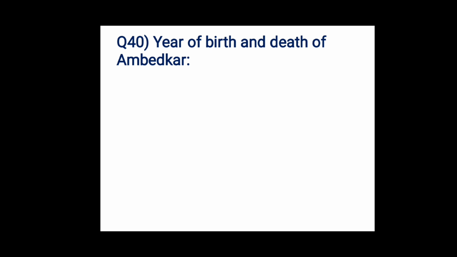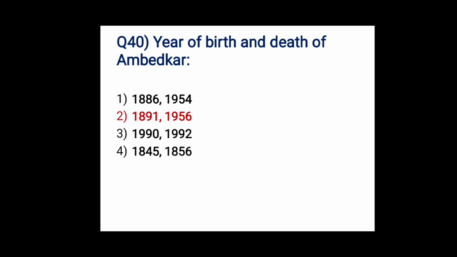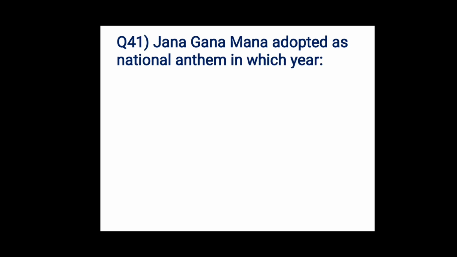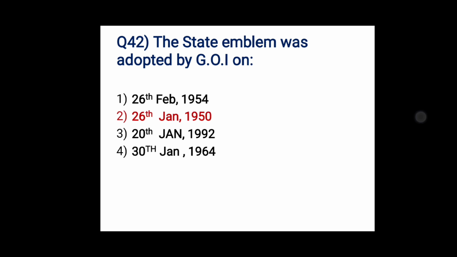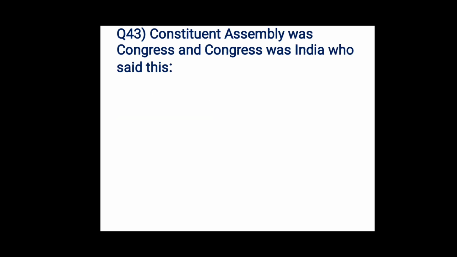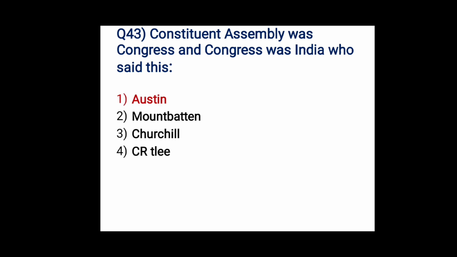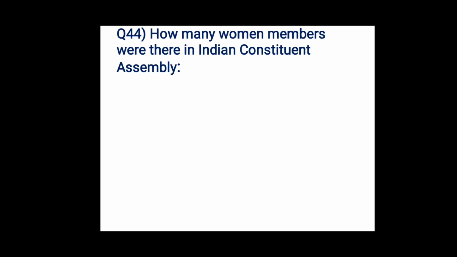The year of birth and death of Ambedkar is easy. The year of birth is 1891 and the death year is 1956. Jana Gana Mana was adopted as the national anthem in which year? It is 1950. The state emblem was adopted by the Government of India on 26 January 1950. Who said the Constituent Assembly was Congress and Congress was India? It is Austin. Among Austin, Mountbatten and Churchill, Austin said this. How many women members were there in the Indian Constituent Assembly? A total of 15.